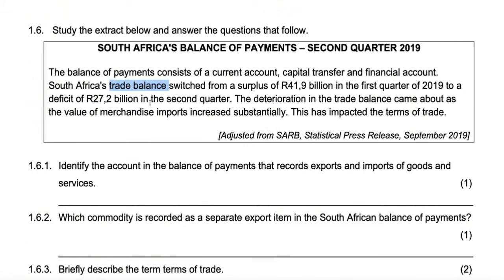For us, the formula is different from everyone else, because everyone else would just say merchandise exports minus merchandise imports. But because our gold is separate, for us it has to be merchandise exports plus net gold exports minus merchandise imports. Then it gives us this trade balance. A trade balance can either be a surplus or a deficit. So basically, that's what they're talking about here.